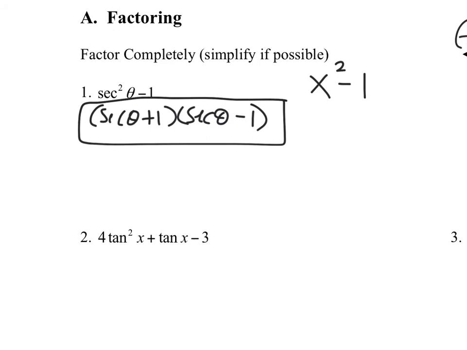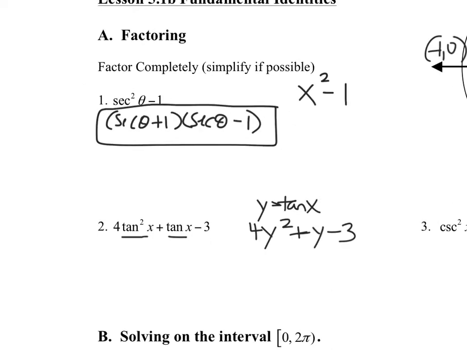All right, number 2, this is going to be like a star method if you want to do star method, or a grouping, whichever thing you want to do. But you have to kind of think of tangent as your variable. If you rewrote this in terms of, like, if you let y equal tangent x, then you would have 4y squared plus y minus 3. And we're basically just factoring that. But instead of y, we're factoring it with tangent.